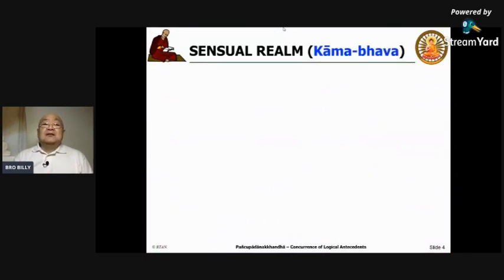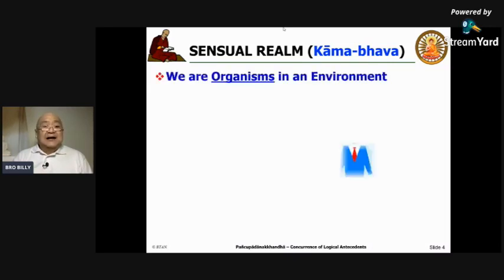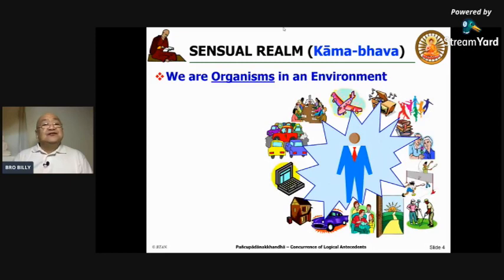When we look at who we are, living in this sensual realm, the kama bhava, we can only refer to ourselves as organisms in an environment. Basically we have this body that is active, and this body has processes going on that keep us alive, and in this process of being alive, we begin to experience the whole environment.